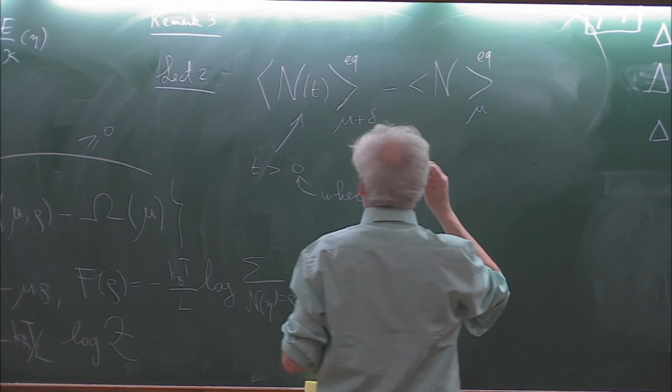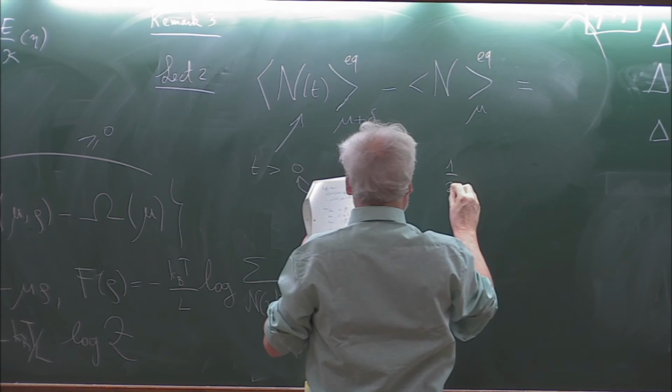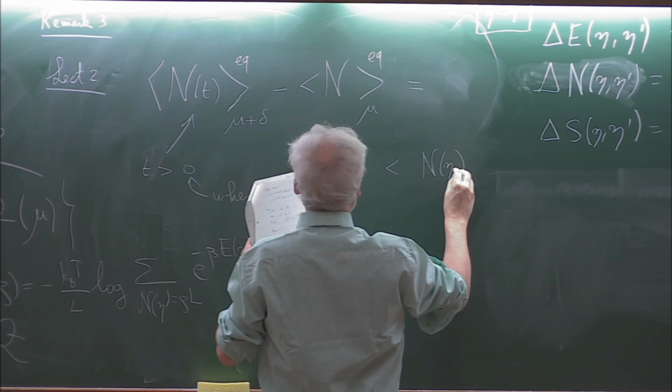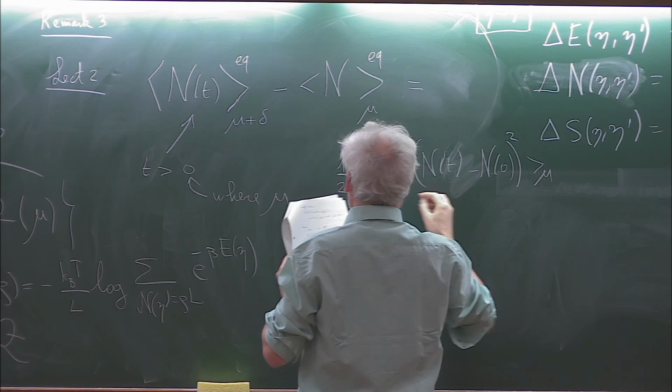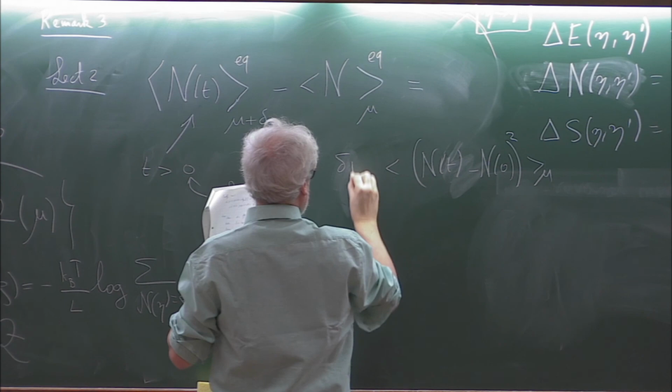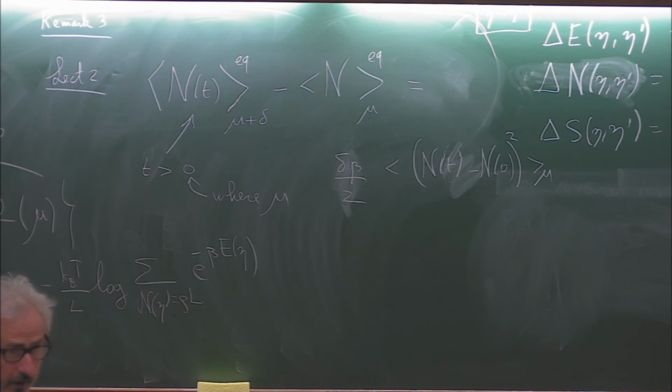And it is one half the number of particles at time t, sorry, I write this as nt, that's fine, minus the number of particles at time zero, squared, mu. And that is a first order equation, so it means that this is of order delta beta. Okay, this is called a Kubo relation, related to what I said, like a fluctuation dissipation relation.